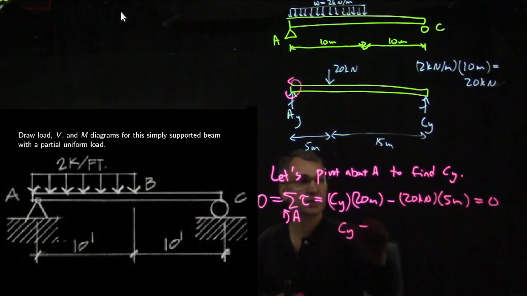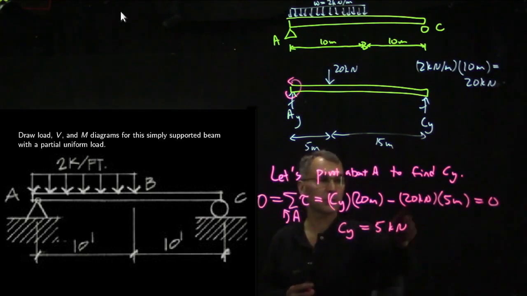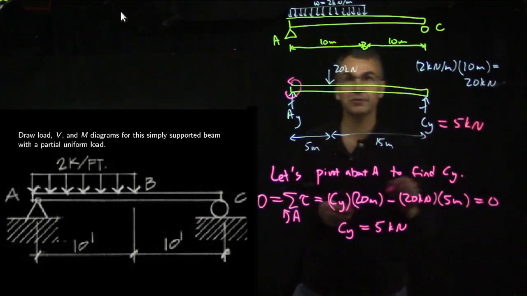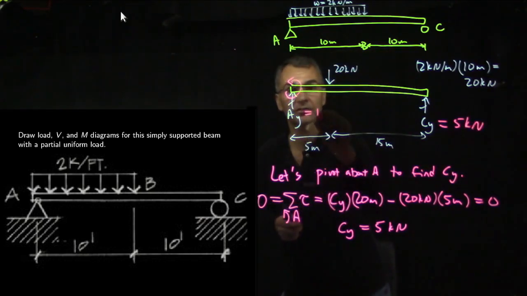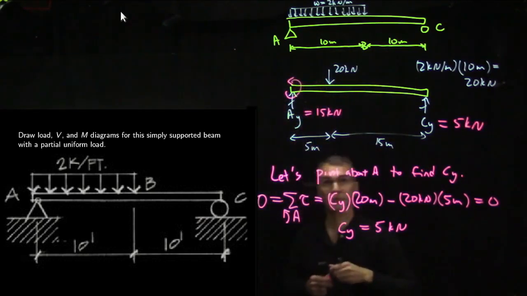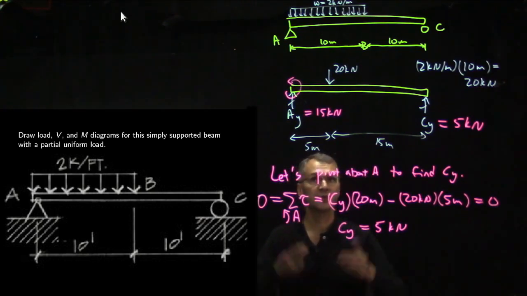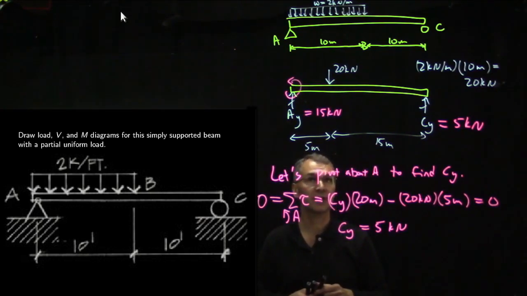That gives us CY equals 5 kilonewtons, because we have 20 times 5 divided by 20, which is 5. So this equals 5 kilonewtons, and then they must add up to 20, so this is 15 kilonewtons. You see, our sum of forces equation would give us AY plus CY minus 20 kilonewtons equals 0. So the two support forces have to add up to 20. We know one of them is 5, so the other one must be 15.